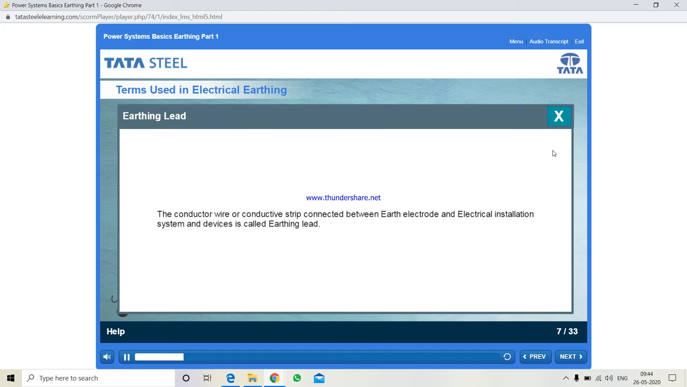Earthing lead. The conductor wire or conductive strip connected between earth electrode and electrical installation system and devices is called earthing lead.